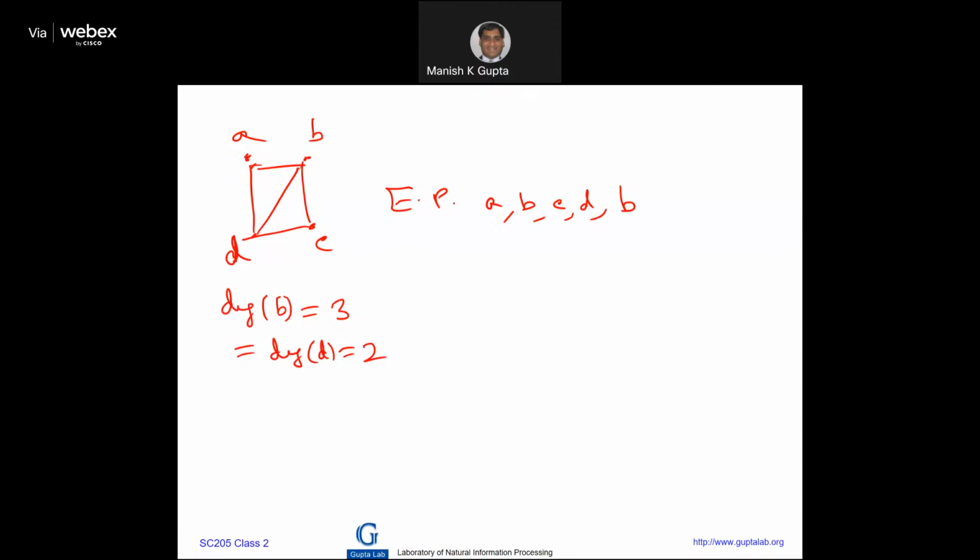Starting from A, you go to B, come to C, come to D, and go back to B. Since we are not going back to A, it's an Euler path. Every edge is there in this path. I hope you understood everything.